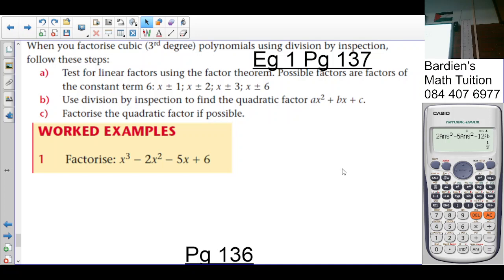Example 1 on page 137. When factorizing a cubic or third degree polynomial using division by inspection, follow these steps. Number 1, test for a linear factor. So how do we test for a linear factor?